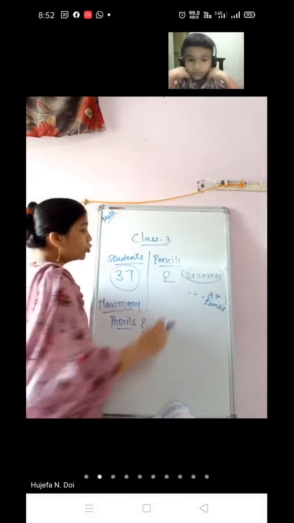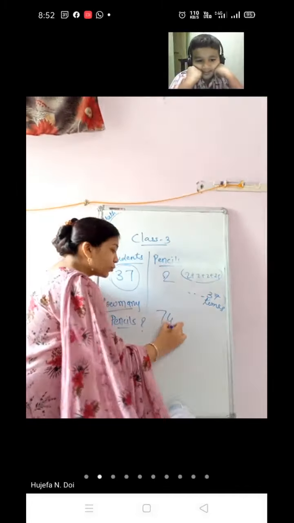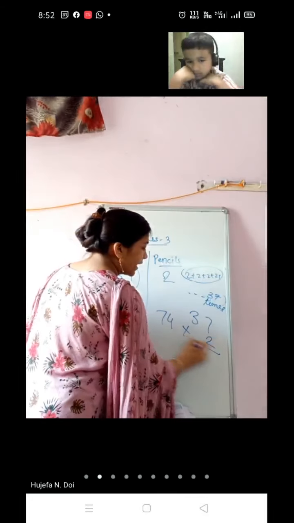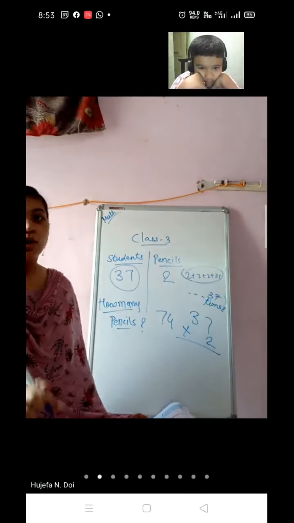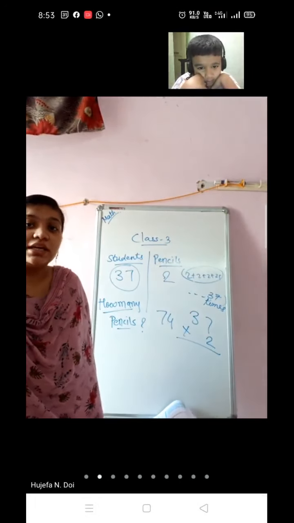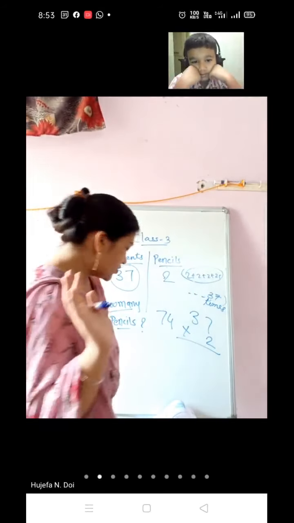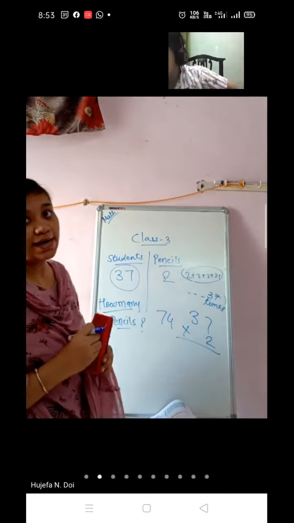आप 2 को 37 टाइम ऐड करोगे तब भी आंसर 74 ही आएगा. आप जब 37 को 2 से मल्टीप्लाई करते हो तब भी आंसर आपका 74 ही आएगा. Both answers are same. So multiplication is nothing, it's a repetition of addition. Now start writing in your notebook. Write down the chapter's heading.